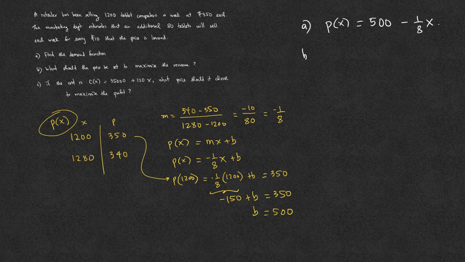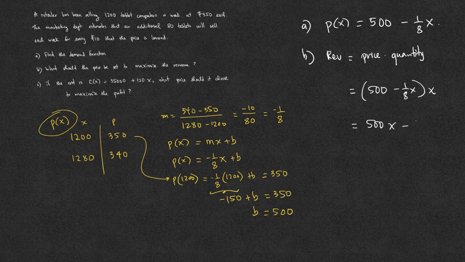What should the price be set in order to maximize the revenue? The revenue is the price times the quantity. The quantity in this case is the number of units sold, and the price is the equation for the demand, which is 500 minus 1 over 8x times x. This is 500x minus 1 over 8x squared, and this is the revenue equation.